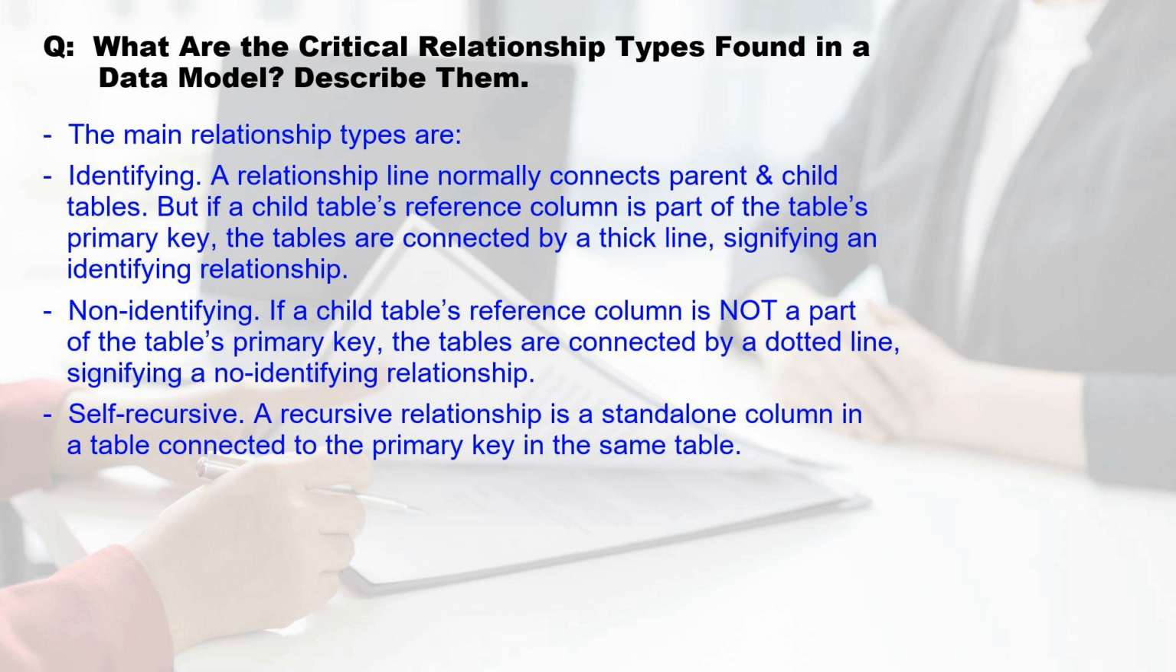Non-identifying. If a child table's reference column is not a part of the table's primary key, the tables are connected by a dotted line, signifying a non-identifying relationship. Self-recursive. A recursive relationship is a standalone column in a table connected to the primary key in the same table.